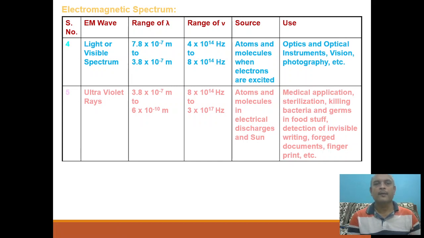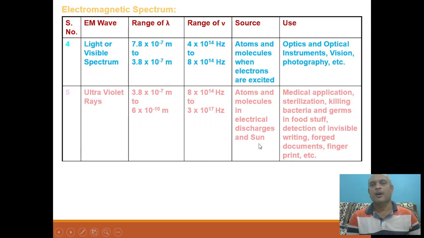So UV rays, the wavelength is 3.8 × 10^-7 to 6 × 10^-10 meter. What is the frequency range for that? That is 8 × 10^14 hertz to 3 × 10^17 hertz. They can be produced by atoms and molecules in electrical discharge, and the sun is obviously the ultimate source of energy.